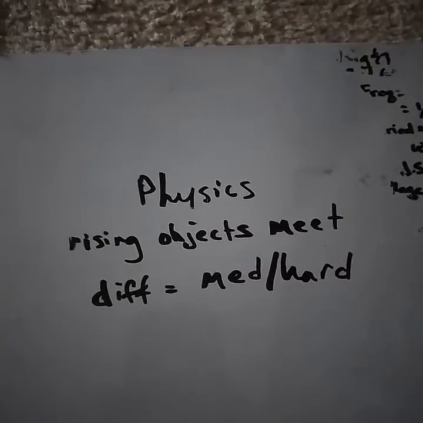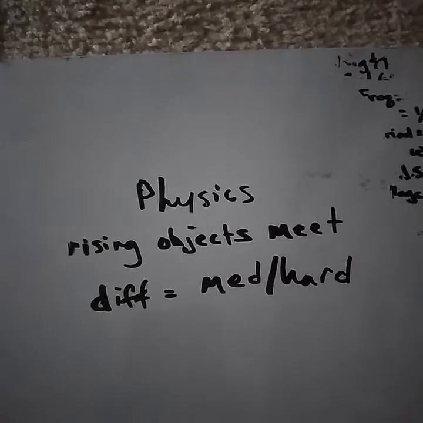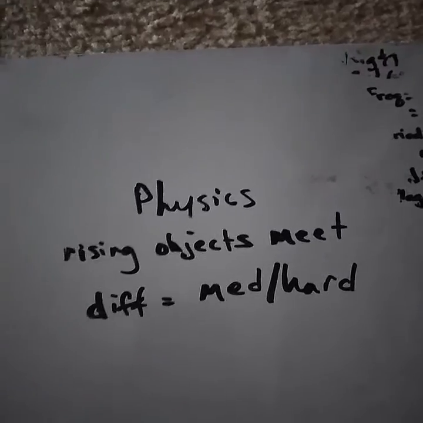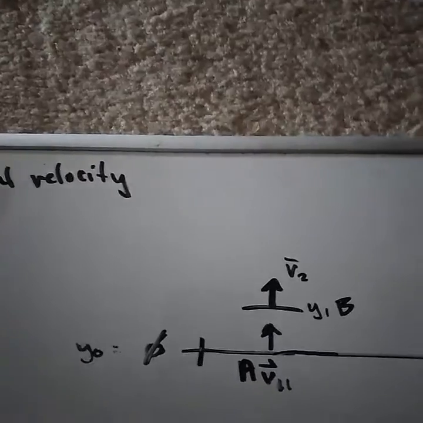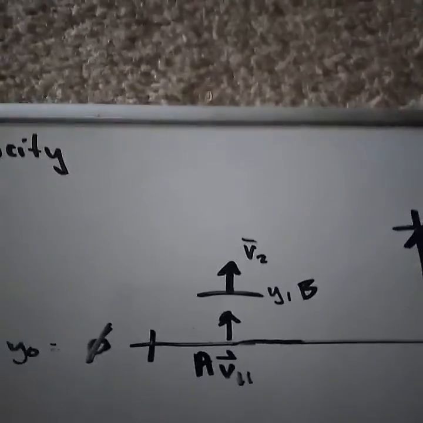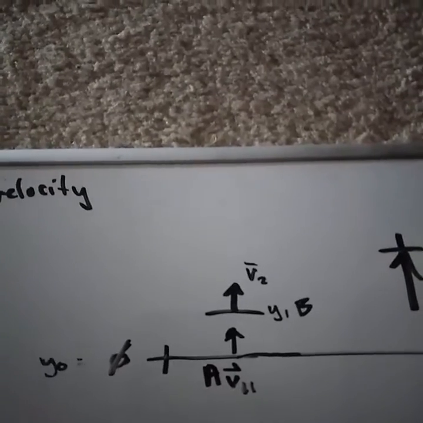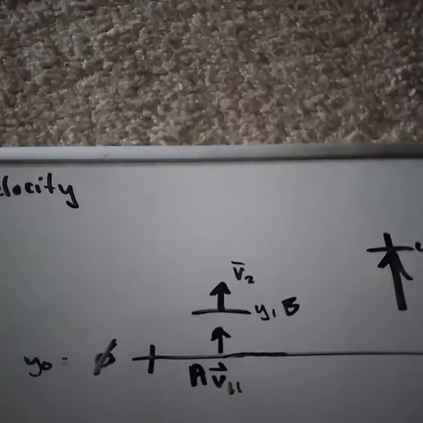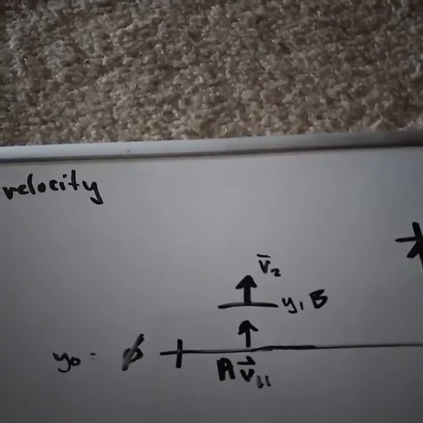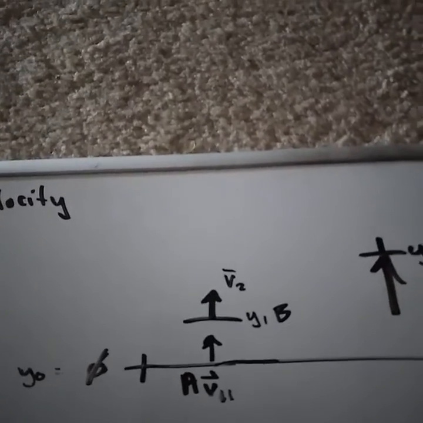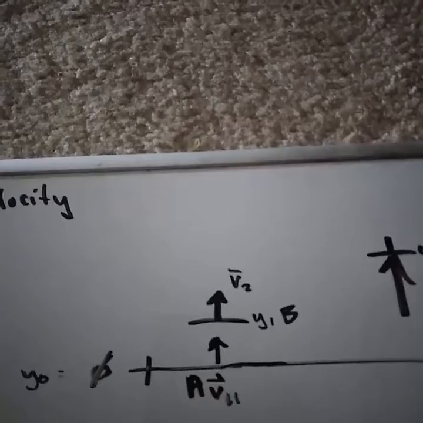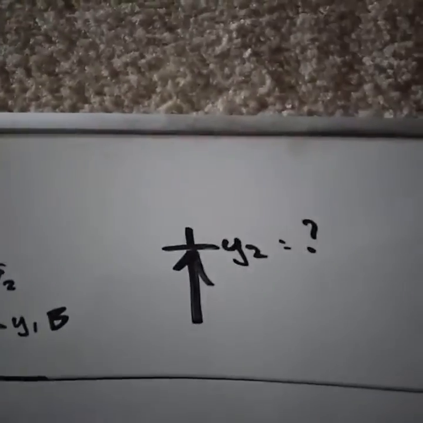This is a physics problem dealing with rising objects and what is required for them to meet. Difficulty is between medium and hard. So we have two objects, A and B. B has an initial position of y1 equal to 3 meters and is rising with a constant velocity of 1.2 meters per second. Object A is at y0, ground level, and will be given an initial velocity. Now the question is, what is the minimum initial velocity required for them to meet?